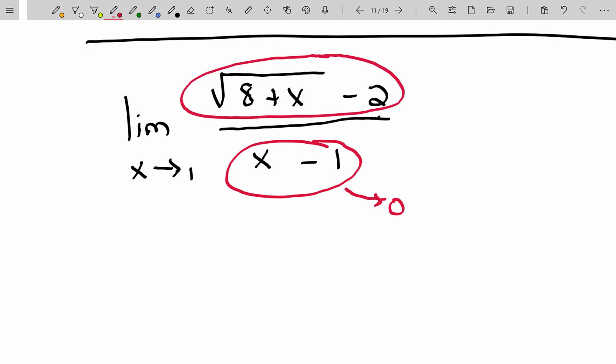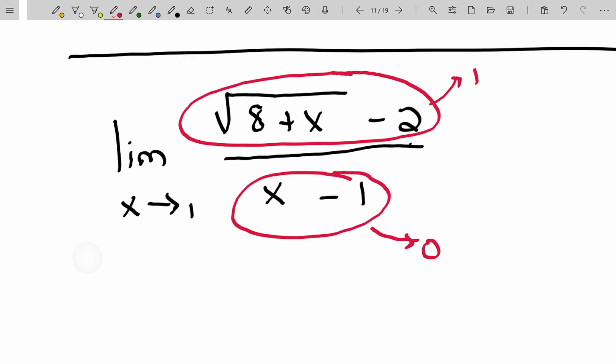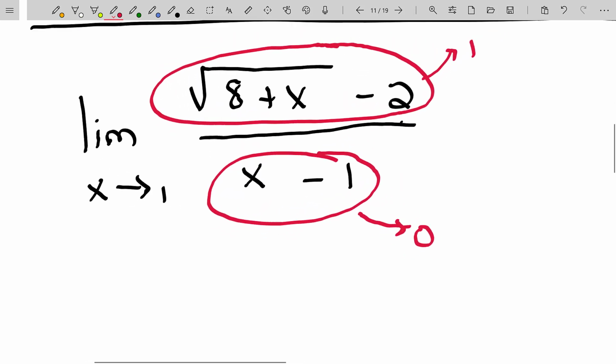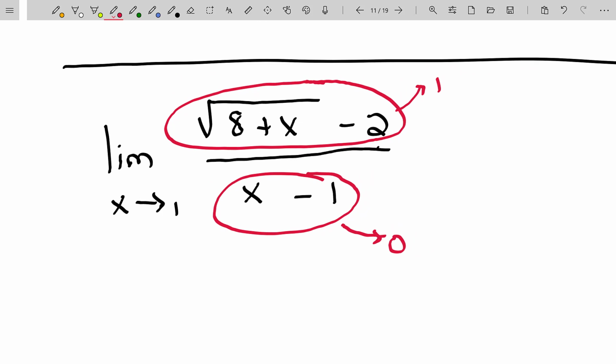If you were to allow x to be 1 here, you get the square root of 9 minus 2, or in other words, 3 minus 2, which is 1. And this you can evaluate somewhat conceptually. The problem here is that x is approaching 1 from either side, and so this 0 is either plus or minus 0. If you don't know that notation, go back to one of my previous videos in this calculus video series where I talk about evaluating or investigating limits conceptually.